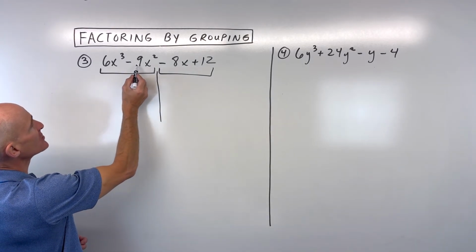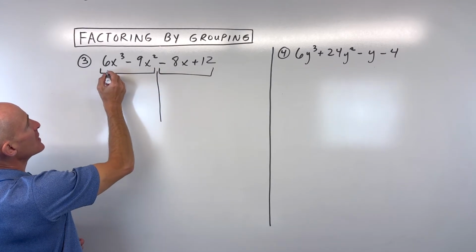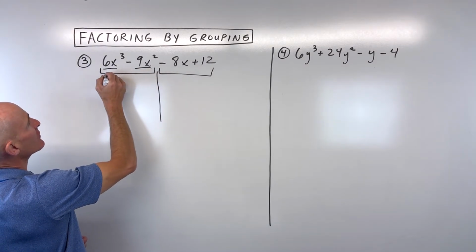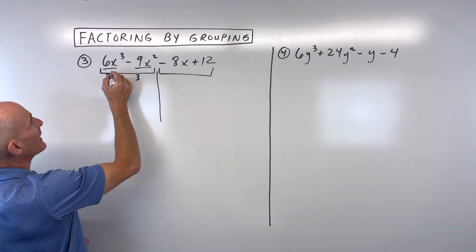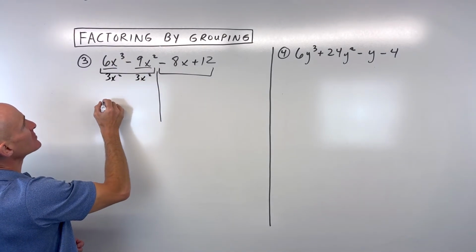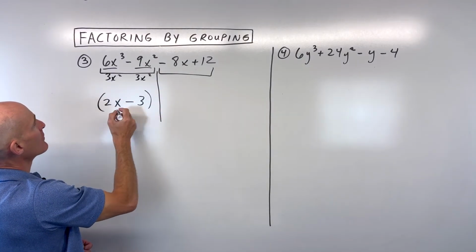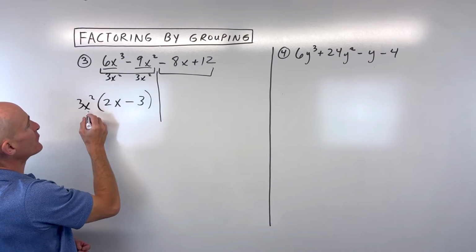So in this case, it looks like we can factor out what from both of these? Well, it looks like we can factor out a 3 and an x squared. Okay, so if I do that, that's going to leave us with 2x minus 3. Remember the 3x squared, we don't lose that. That comes out in front.